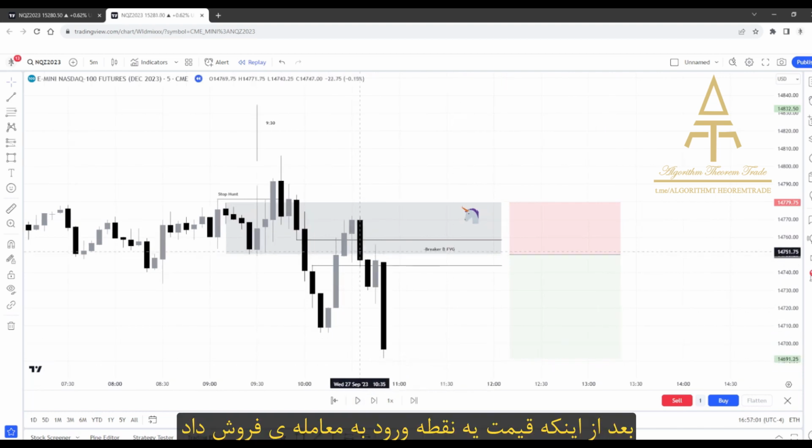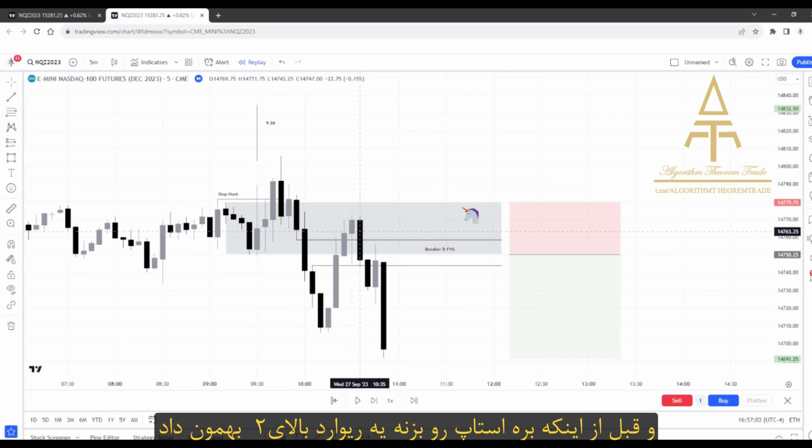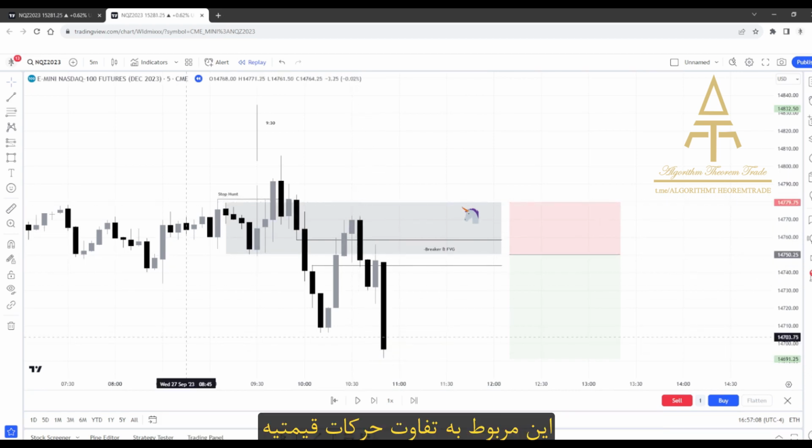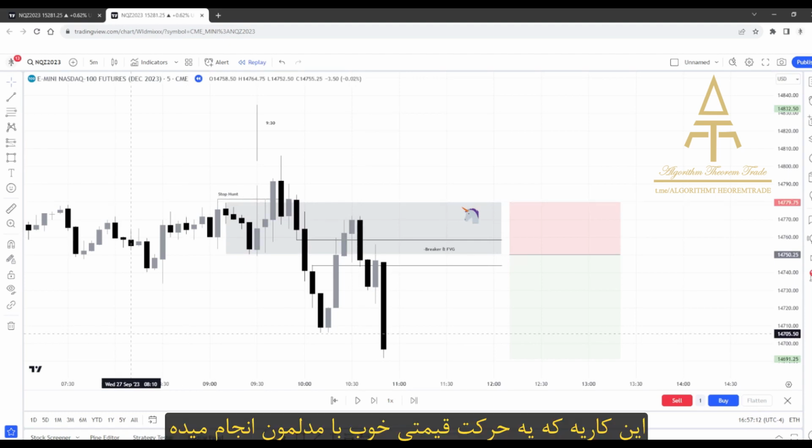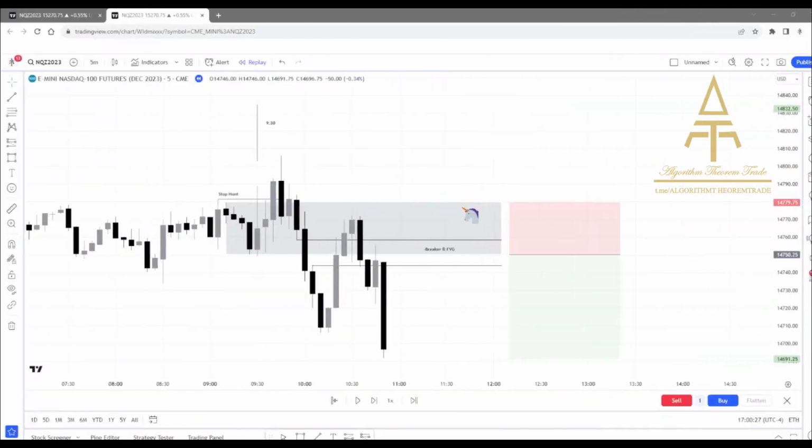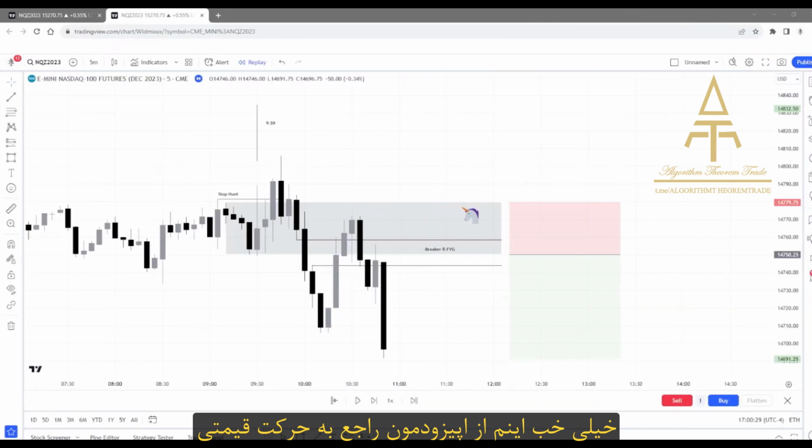After price gave an entry to the short, it then ran to plus 2R before stopping us out. This is due to the difference in displacement. This is what a good displacement will do for our model versus what a bad displacement will do for our model. That wraps up our episode on displacement.